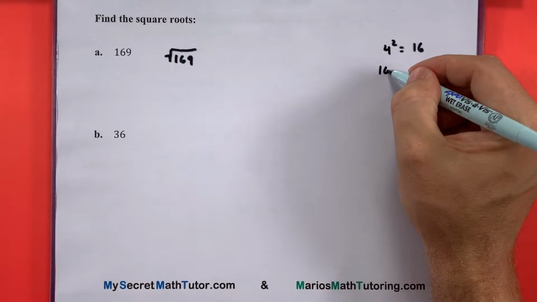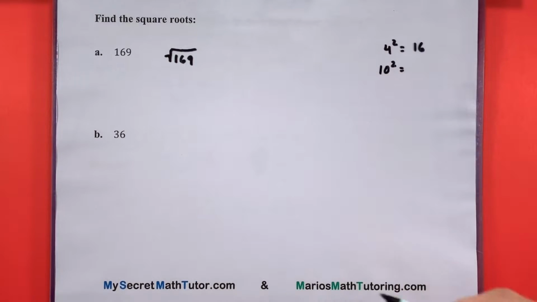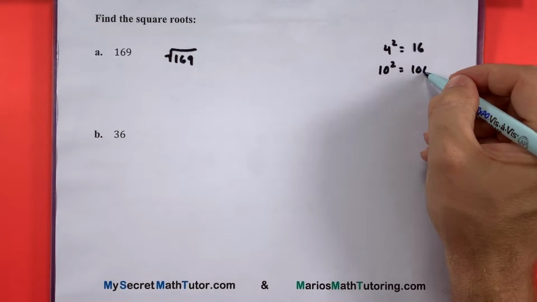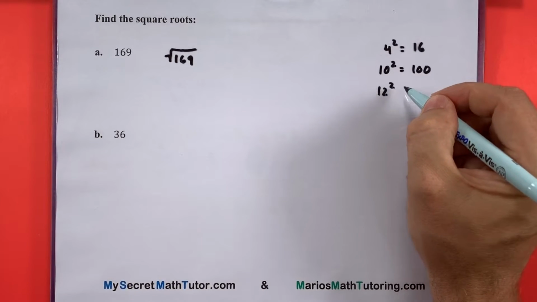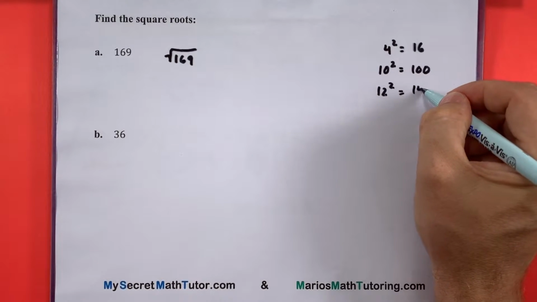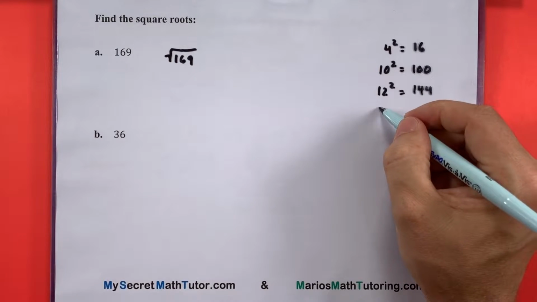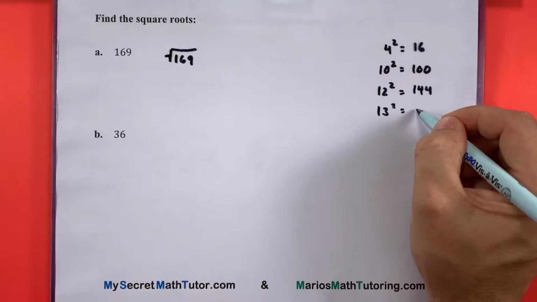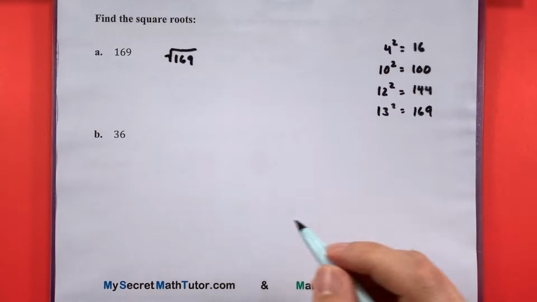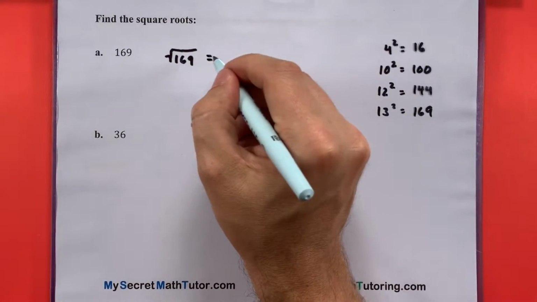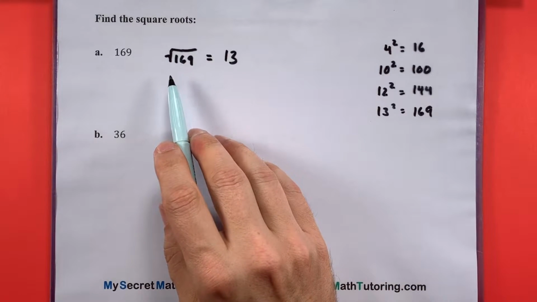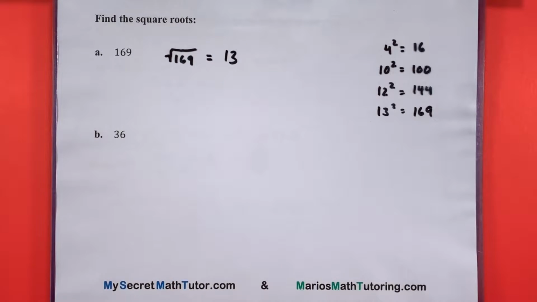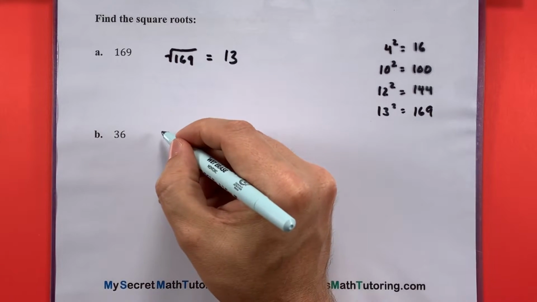Jumping up a bit bigger, I could say, well, maybe it's 10 squared. That's 100, so at least we're getting in the ballpark. 12 squared is 144, so we're really close. And finally, when we get to 13 squared, there's our 169. So I know that the square root of 169 is 13. Or again, another way of looking at this is since 13 times 13 is equal to 169, then the square root of 169 is equal to 13.